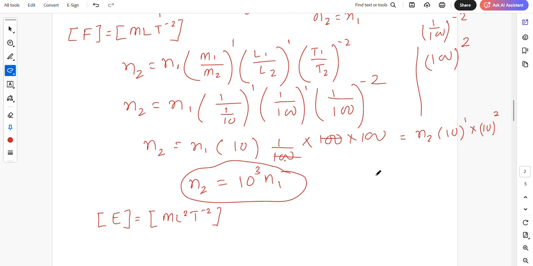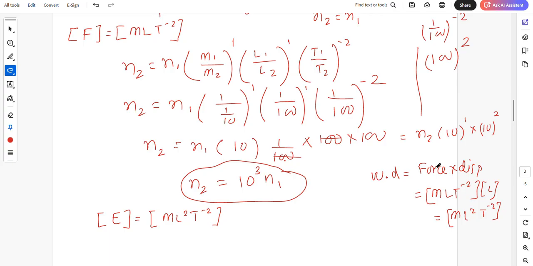How is it? What is energy? Energy is equal to work done. Work done is force into displacement. What is the dimension of force? Just now we have done. Mass into acceleration, that is M L T to the power of minus 2. Displacement is length, that is L. Correct? That is equal to M L square T to the power of minus 2.